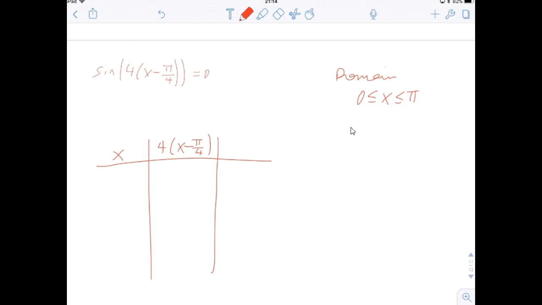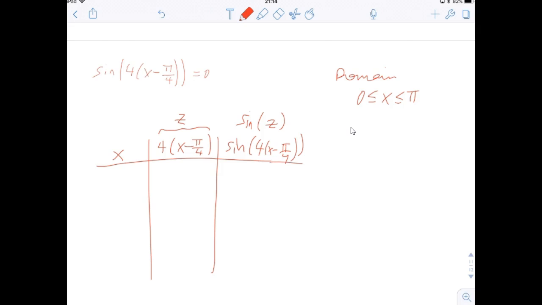And then I am going to also call this column, let's call it z. Okay. I don't want to call it y because a lot of times we use y for the function name, so we'll call this expression here z. And then in the last column we'll put the sine of 4 times x minus pi over 4. We could also say sine of z because z is the same thing as that, right? Rewrite this, kind of messy. Okay.